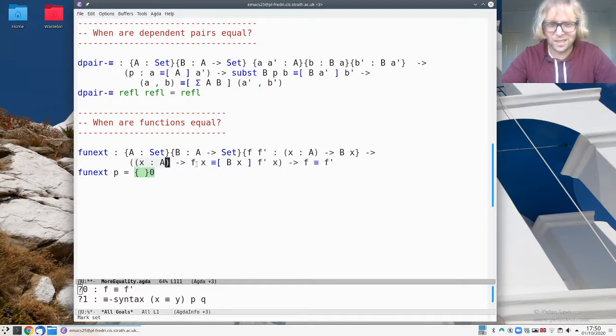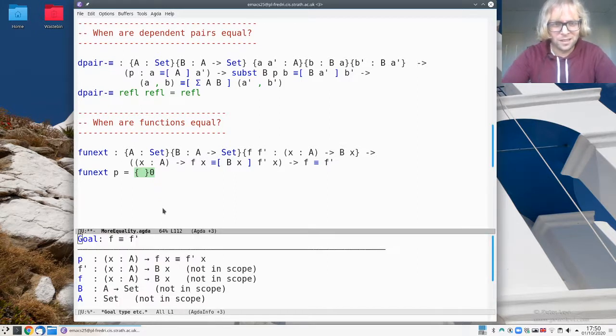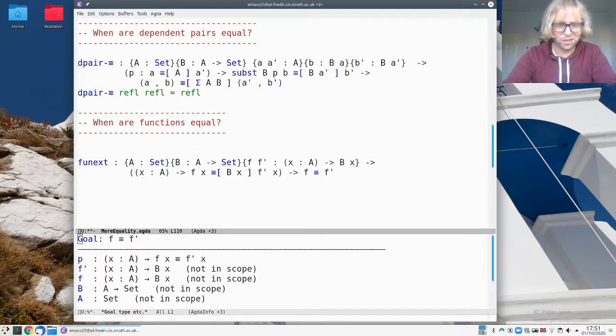So for every x in A, f of x and f prime of x are the same thing at this type. So this time there's no problem with them living in different types because they always go to B of x. But if I try to prove this, then I don't actually know how to do it, right? Because this time I have this P, which itself is a function, so I can't pattern match on the P. And I don't know of any way to make progress. And in fact, there are counter models where this is not true. So this is not provable, which is a bit disappointing because it's really useful.